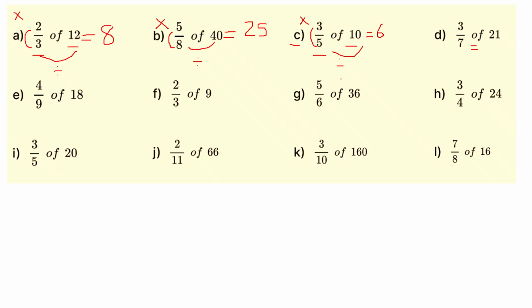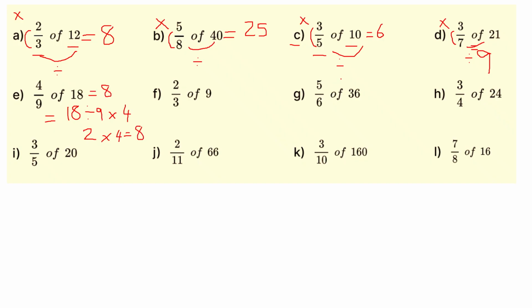Part D, 3/7 of 21. 21 divided by 7 is 3, and 3 times 3 is 9. Next up, part E, 4/9 of 18. So we do 18 divided by 9, and then we multiply it by 4. So 18 divided by 9 is 2, and 2 times 4 is 8.